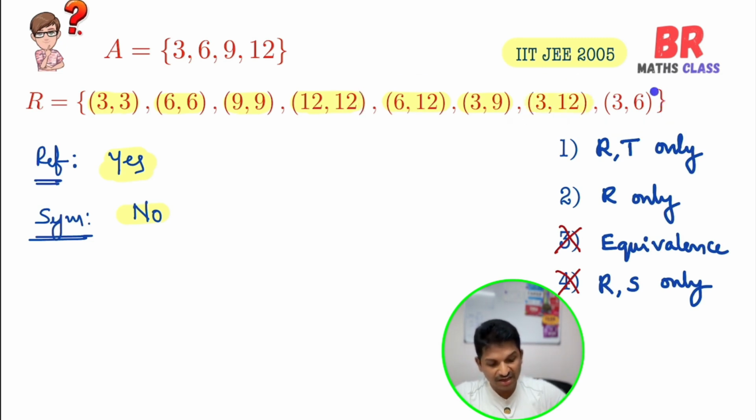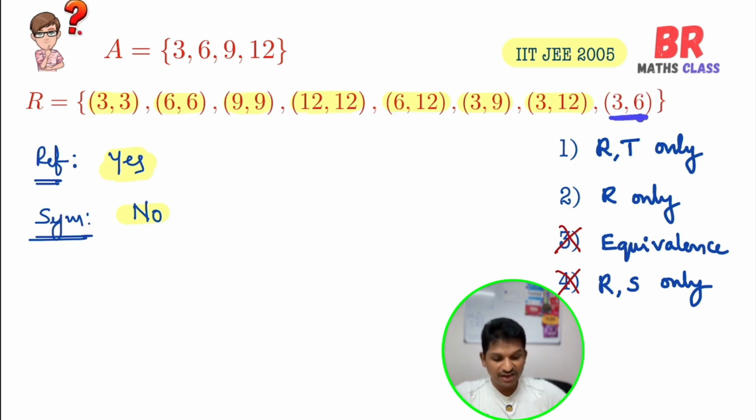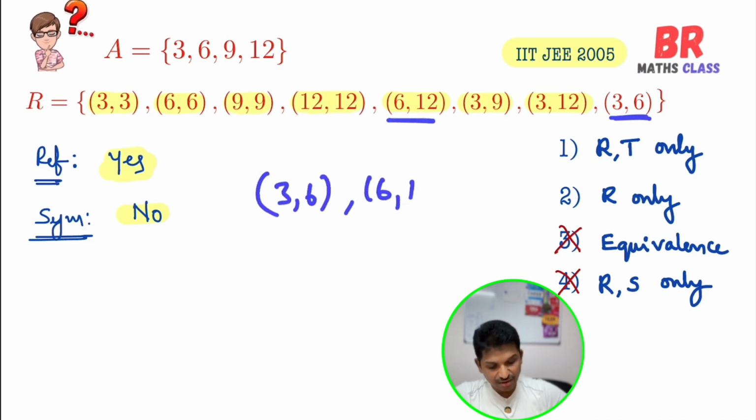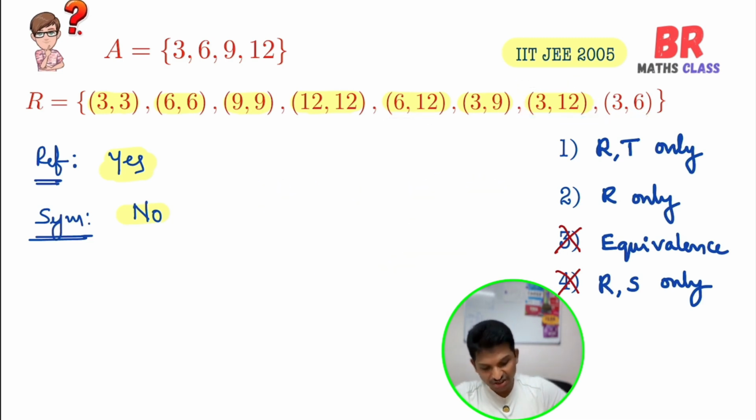Come to this last one, (3, 6). This ends with 6. Is there any other ordered pair which starts with 6? Yes, here it is, (6, 12). Look here, this ends with 6 and this starts with 6. So we found that (3, 6) and (6, 12) are in the relation. What is (A, C)? (A, C) is (3, 12). You look that (3, 12) is there in this relation. Yes, you observe here, (3, 12) is there in this relation. So is this relation transitive or not? Yes, this relation is transitive.